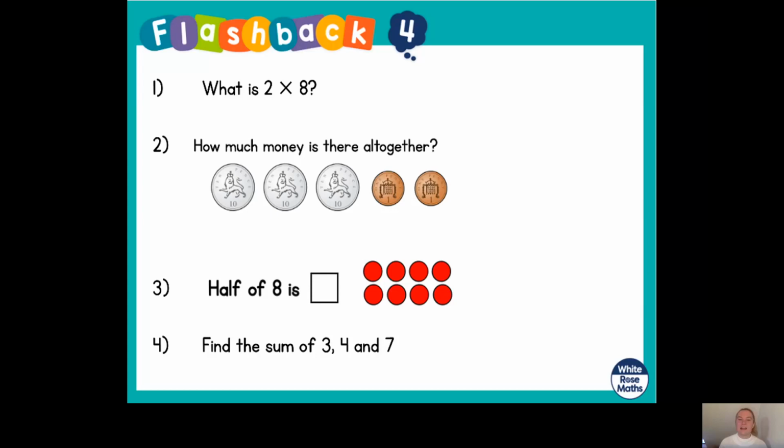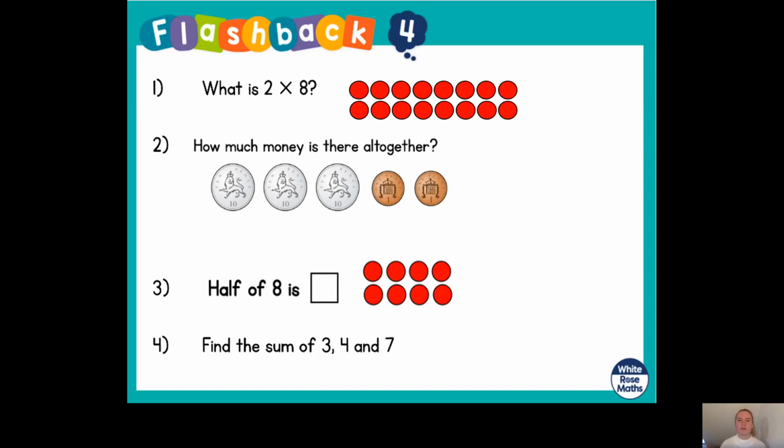Okay, Year 2, let's see how you got on. So the first question, what is 2 multiplied by 8? Well, as I said, we don't know the 8 times table, but we do know the 2 times table. And we know, because of commutative law, that we can switch the numbers around and it will still give us the same answer. So let's count up in steps of 2 together. How many times? Yes, 8. Are you ready? 2, 4, 6, 8, 10, 12, 14, 16. There you go, 16.